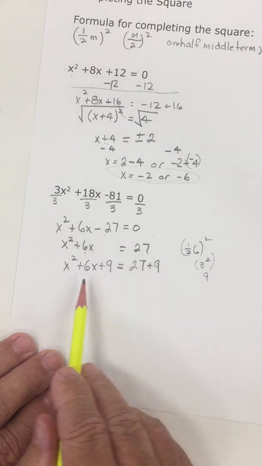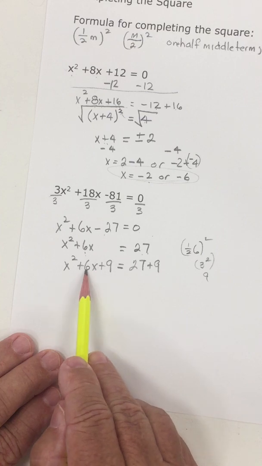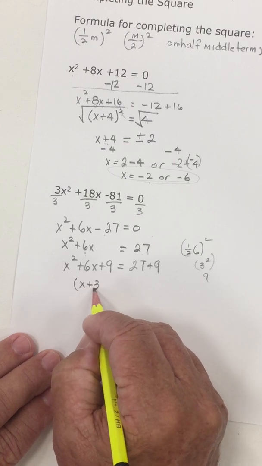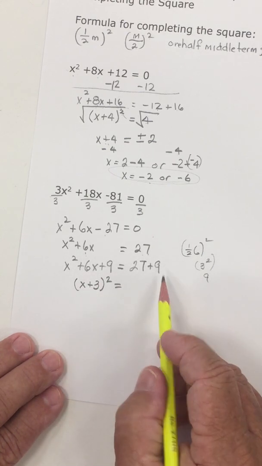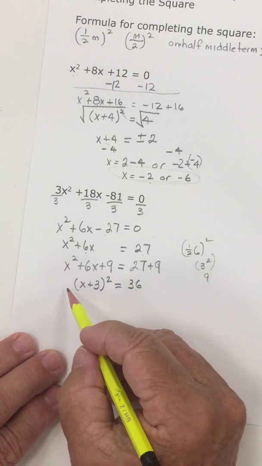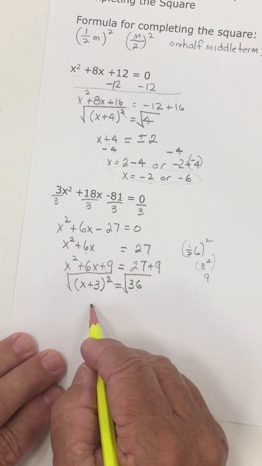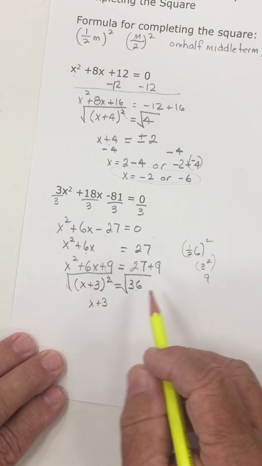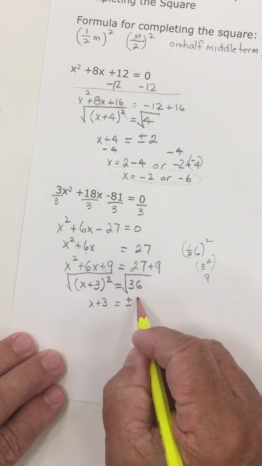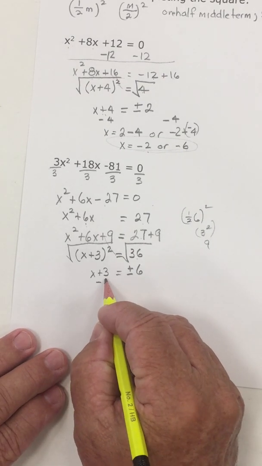All right, so what's a perfect square? What 2 numbers do we multiply to get 9 and you add them together to get 6? I think that would be 3. So x plus 3 squared equals 36. You notice 36 is a perfect square, so when we take the square root, we find that these guys cancel out. X plus 3 equals plus or minus 6. Don't forget the plus or minus. So we're going to subtract 3 from both sides.